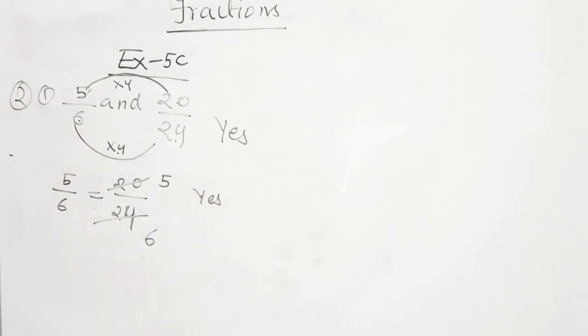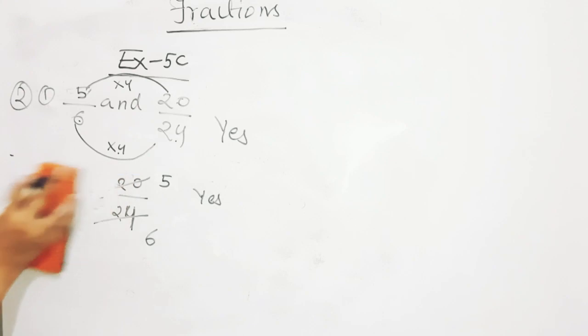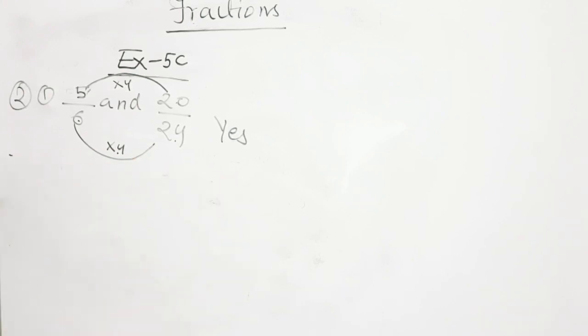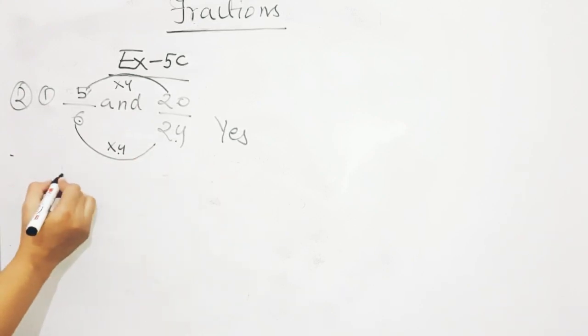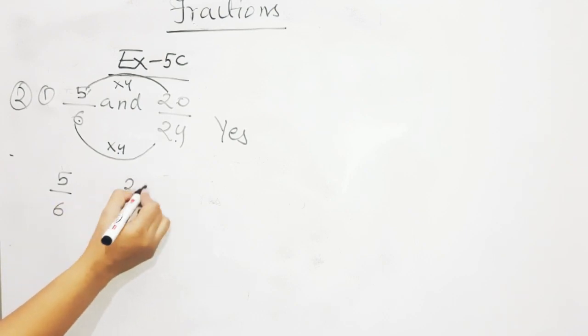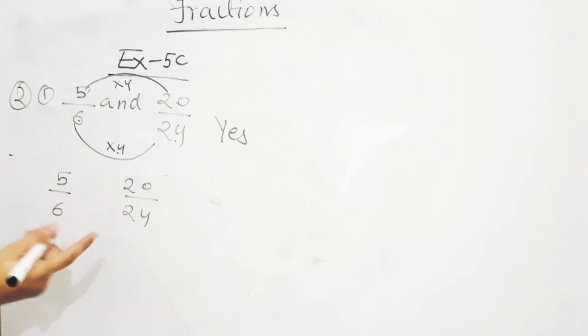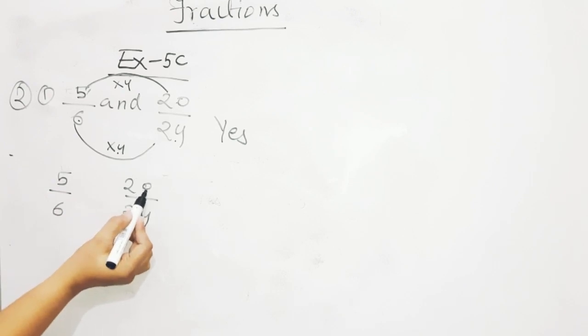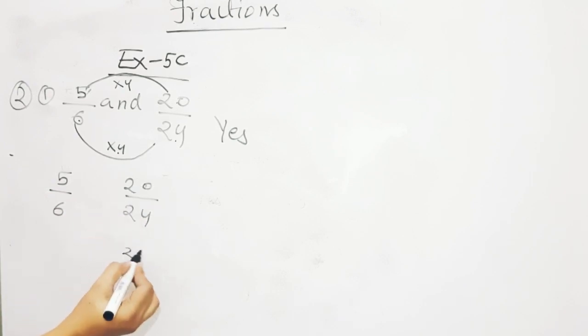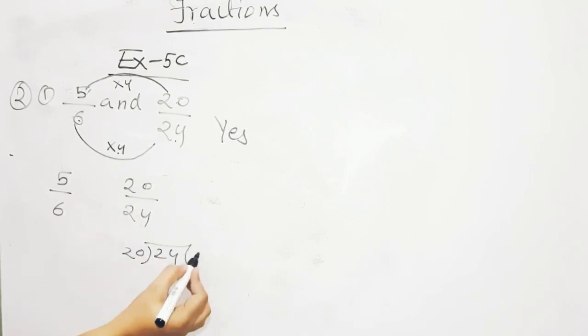If you did not find this method convenient either, I am giving you one more method, my last method. Okay, so the third method will be 5/6 and 20/24. Now you have to check whether these two fractions are equivalent or not. For that, what are you going to do? Take the HCF of the numerator and the denominator. So take the HCF of 20 and 24.